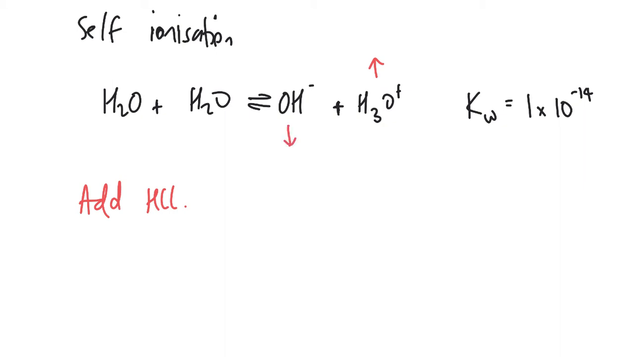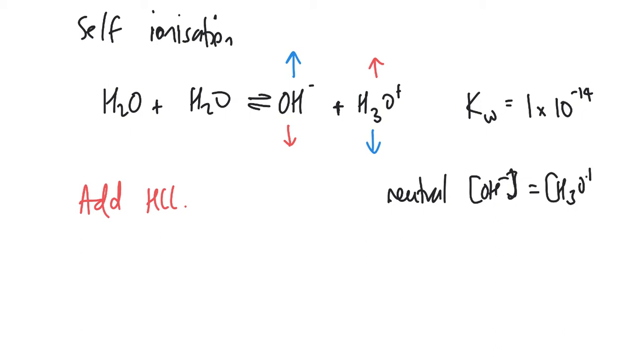Okay, so it's effectively saying if one goes up, the other one must go down. These 2 concentrations are linked whenever you're dealing with any solution in water. So as one goes up, the other goes down. Which means that we have a new definition of neutral. Neutral means when they are equal, the concentration of OH minus and the concentration of hydronium ions are equal.